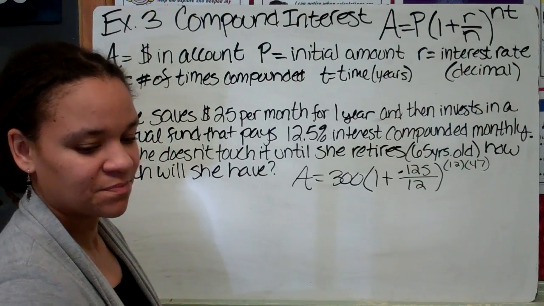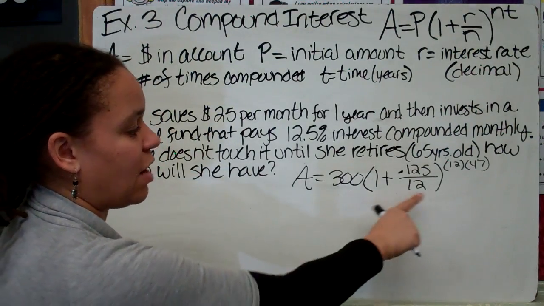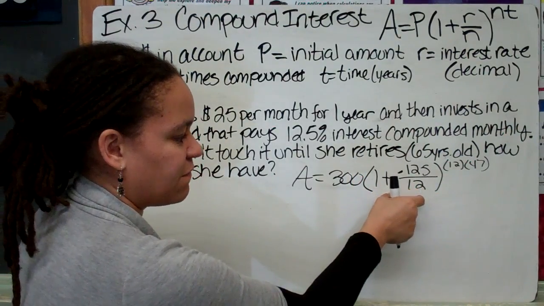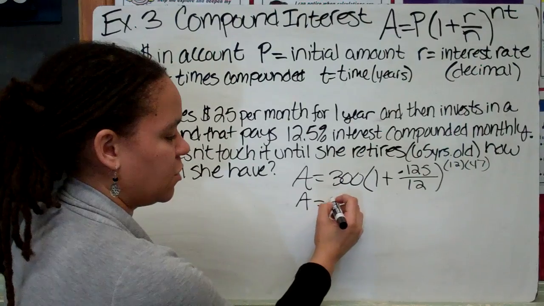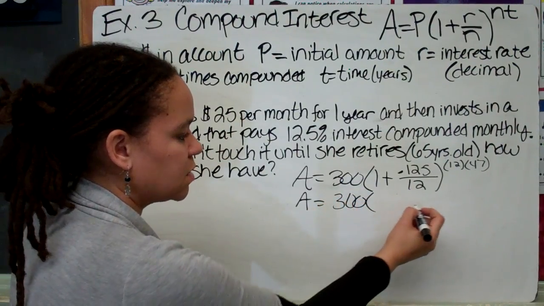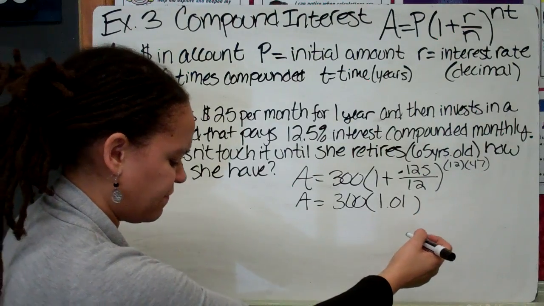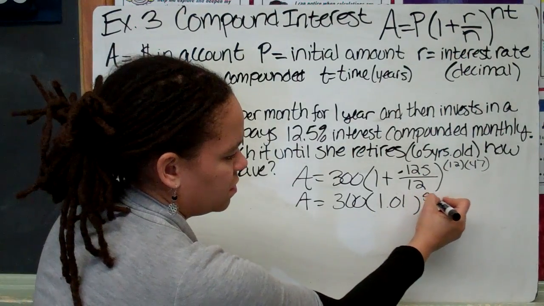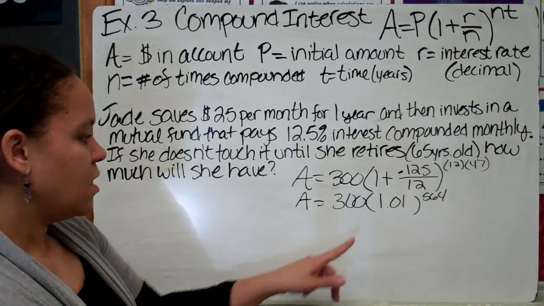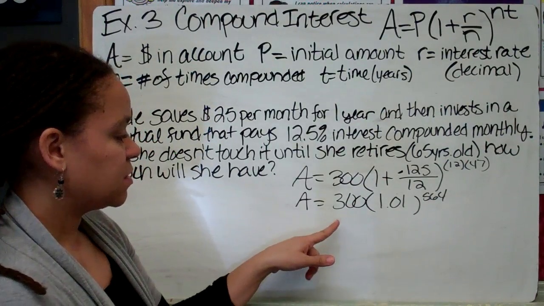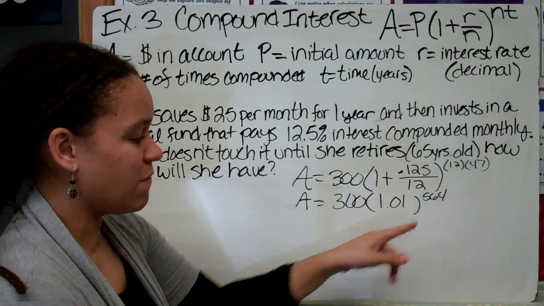Take a guess. All right, when you're calculating this in your calculator, my suggestion would be to simplify these two first. So first I would find out what this is in your calculator. If you do that, you end up with 1.01. And then 12 times 47 is 564, I think. Yeah, that's what my notes say. So simplify this, and now you can put it directly in the calculator. So 300 times 1.01 to the power of 564.